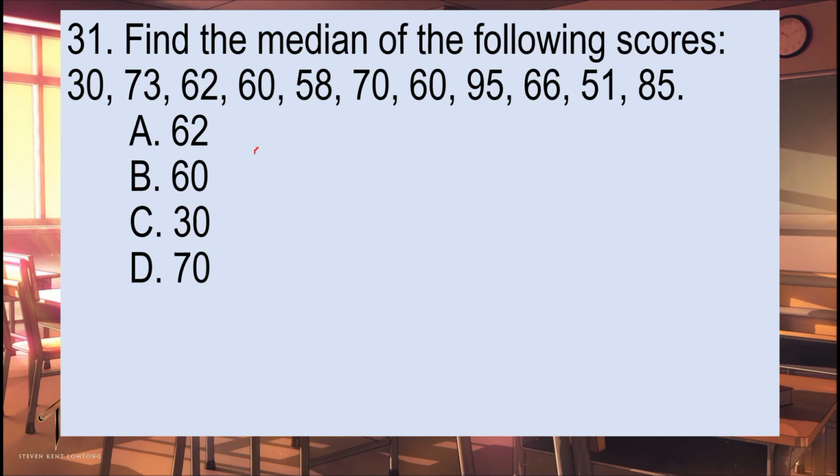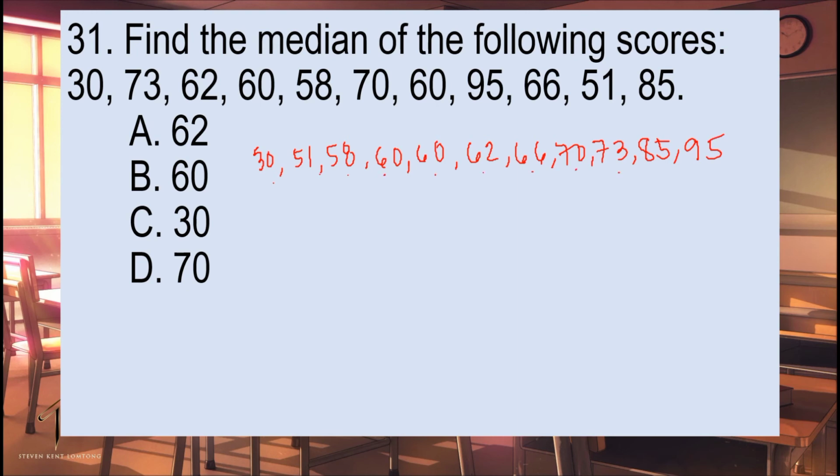Okay, so ano ba lowest dito? We have 30, then 51, 58, 60, dalawa, tapos 62, 66, 70, 73, 85, and 95. Okay, so ilan ba sila? 1, 2, 3, 4, 5, 6, 7, 8, 9, 10, 11. 11 sila, so ang middle natin ay ito, tama ba? 3, 4, 5. 3, 4, 5. Ayun, so 62. So, ganun lang yung pagkuha ng median.